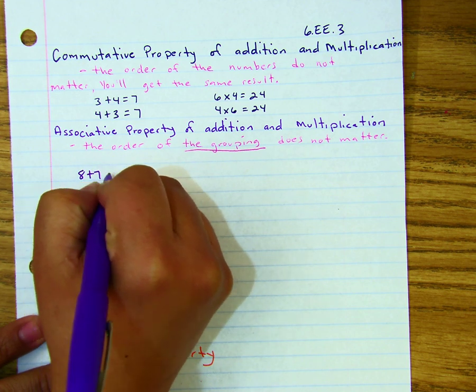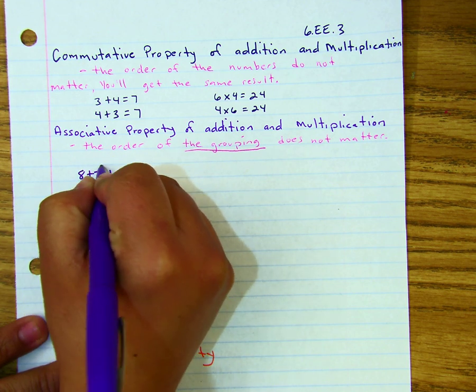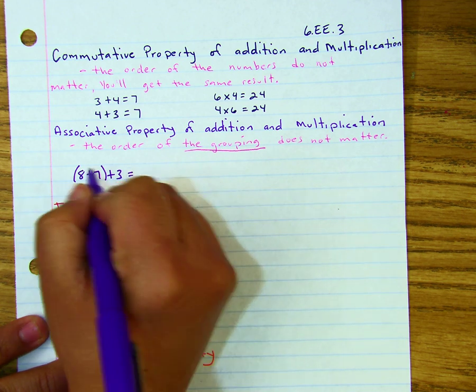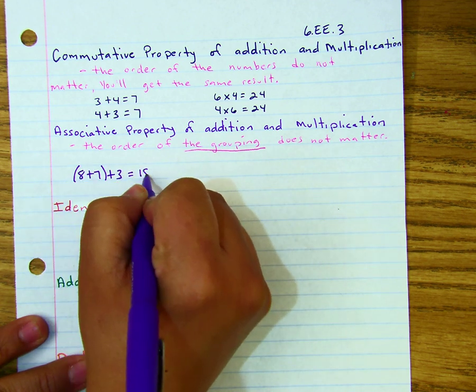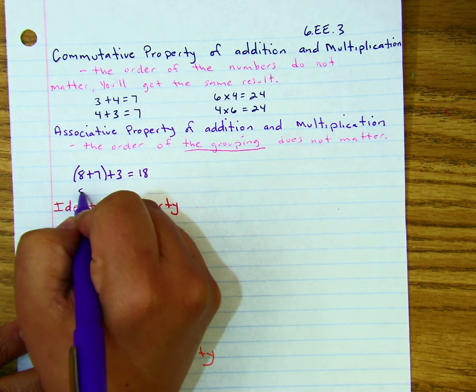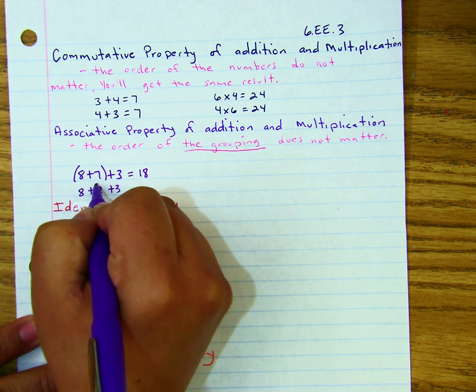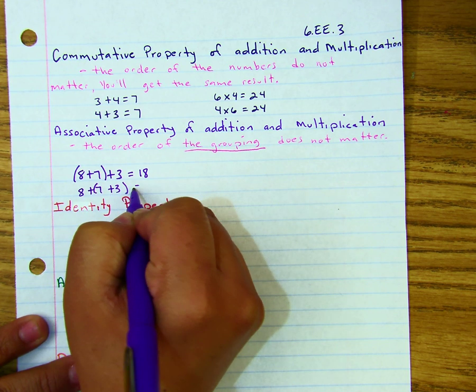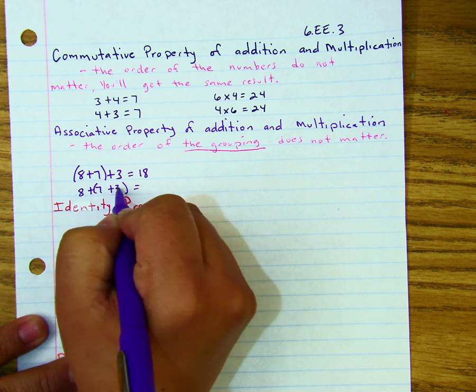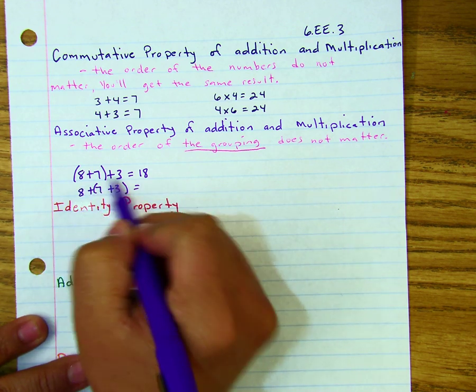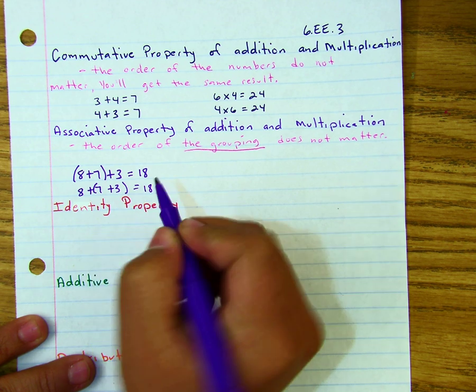8 plus 7 plus 3, and I'm going to group them. I'm going to put them in my parentheses now. 8 plus 7 is a group. I will have 15 plus 3 is 18. Now if I change my grouping, now my group is going to be 7 and 3. My answer will still be, well, that's according to PEMDAS, you always do what's in the parentheses first. We have 10 plus 8, which is 18.